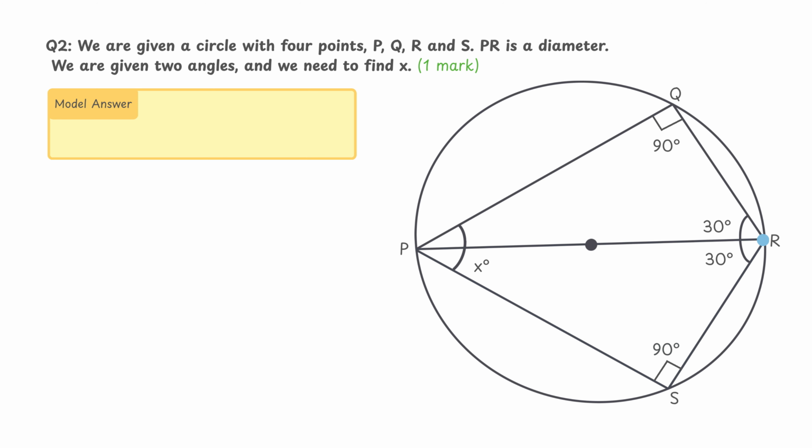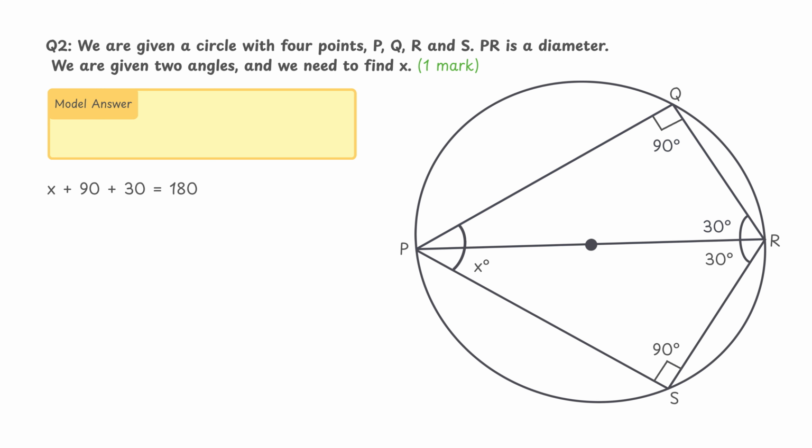Now focus on point R. We are given that angle QRS is 30 degrees. This angle is split equally between the 2 triangles, so each part is 30 degrees. Now let's focus on triangle PQR first. We know one angle is 90 degrees, and another angle at R is 30 degrees. So we use the angle sum of a triangle.